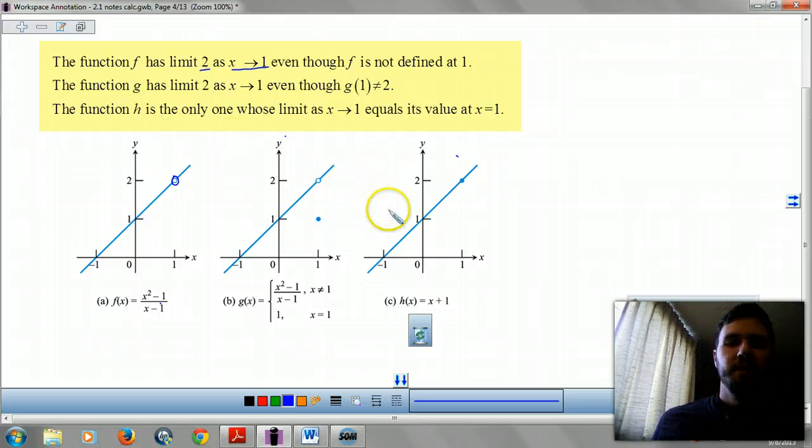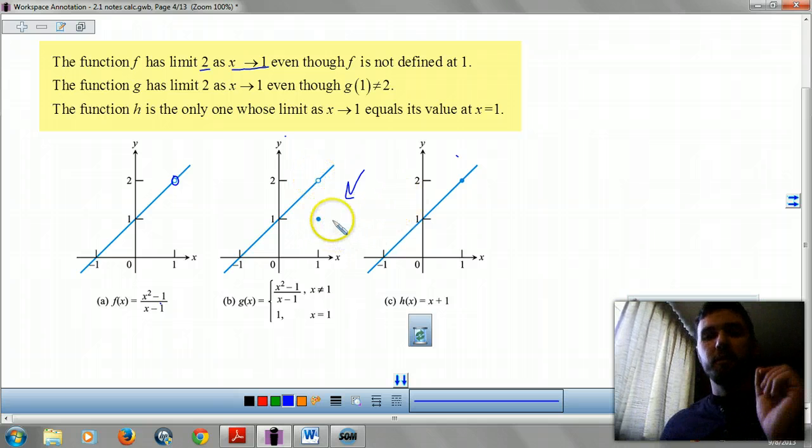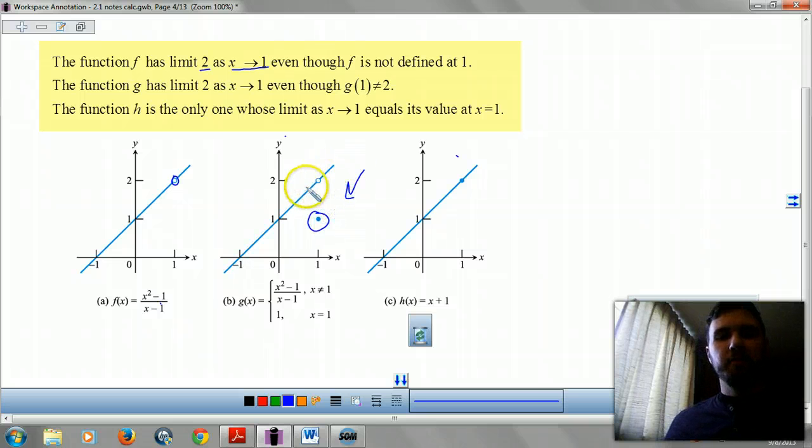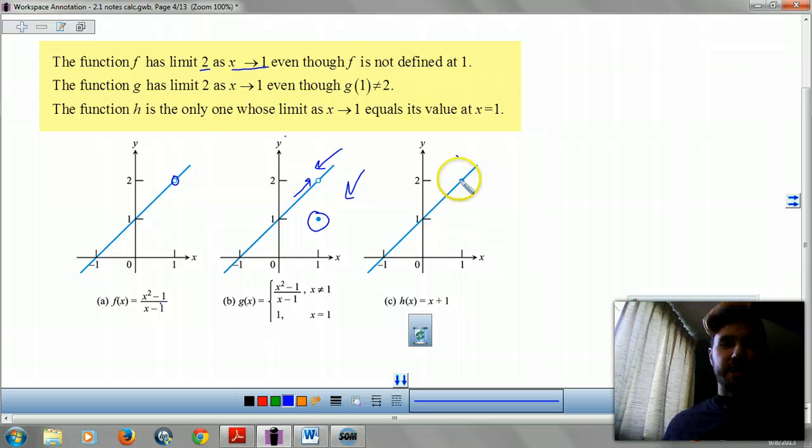Okay? Same with g. Your limit is also 2, even though when you plug 1 into that function, it equals 1. Okay? But you get closer and closer to 2 as you approach that limit. And even if it equals 1 or 2, it's just what you get closer and closer to. Okay? So all these have a limit of 2 as x approaches 1.